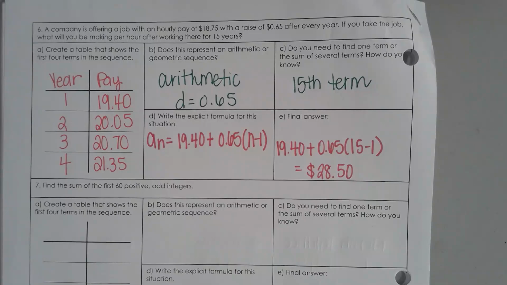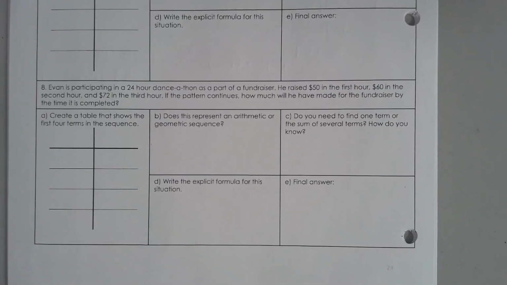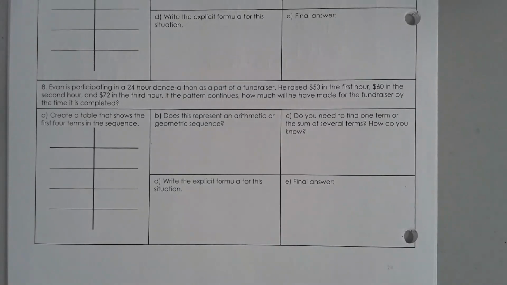Alright, let's go down to number 8. Evan is participating in a 24-hour dance-a-thon as part of a fundraiser. What that is basically for 24 straight hours, you got stuff going on and you're doing different things to raise money. So Evan raised $50 in the first hour. So like if he's got a box where he's putting his money, in the first hour $50 went in that box. In the second hour $60 more went in the box. In the third hour $72 went into the box.